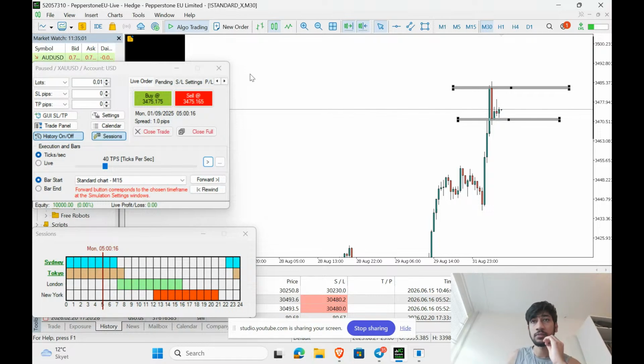That's the thing for the type 1 setup, because when the consolidation is finished and we break up, we buy. When the consolidation is broken, we buy back up, right? When the candle forms and retests the zone, we buy that. That's the type 1 setup.